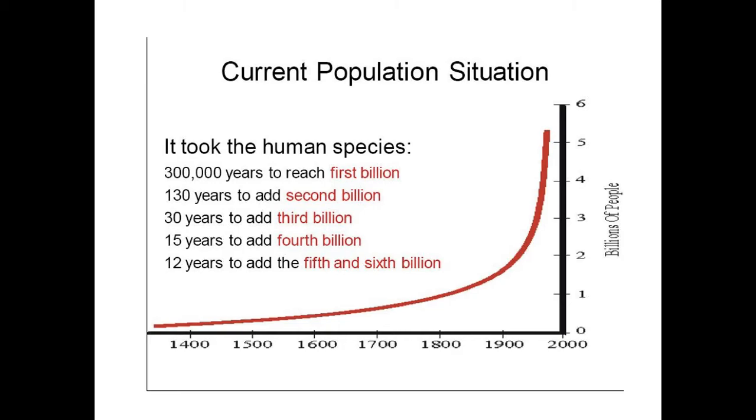And this has some interesting statistics. It took the human species 300,000 years to reach its first billion, only 130 years to add a second billion, 30 years to get to the third billion, and now we're going up in billions every 15 to 10 years. That's really rapid growth. You can see that we didn't get to 1 billion until around 1700. We got to our second billion around 1900, but we've been adding billions multiple times in the last century.